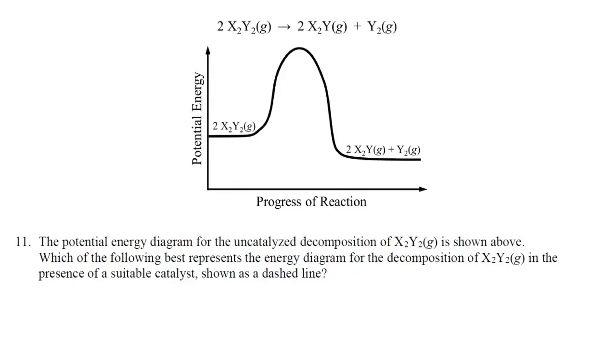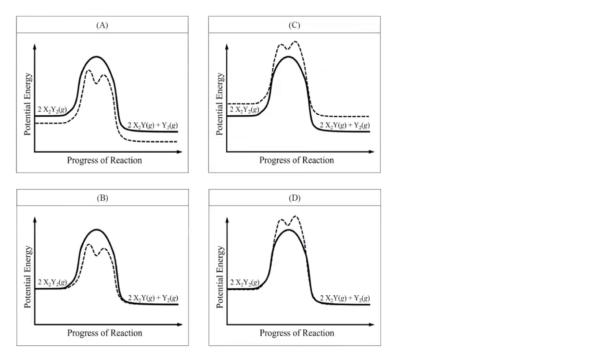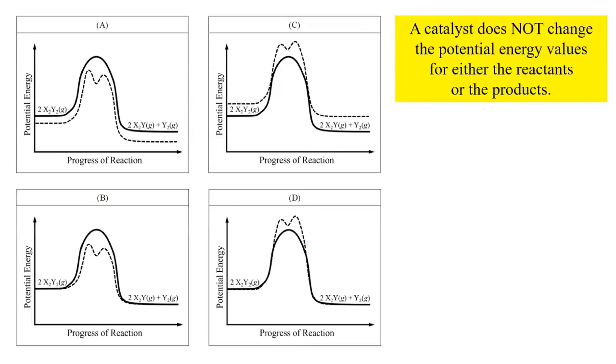Let's go ahead and take a look at the 4 choices for question 11. We're looking for the energy diagram for the reaction in the presence of a catalyst shown as a dashed line. The first thing I'm going to do is eliminate choices A and C, because a catalyst does not change the potential energy values for either the reactants or the products. So choice A and choice C have shifted the entire dashed line higher or lower than the original, but a catalyst is not going to change the potential energy values for the reactants or the products.